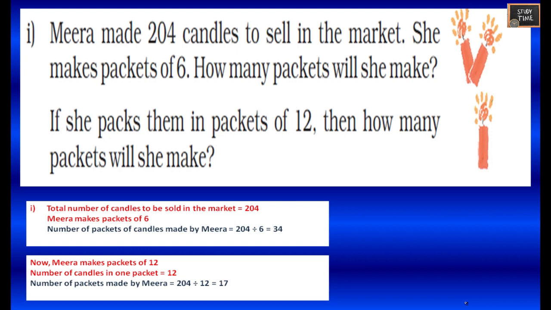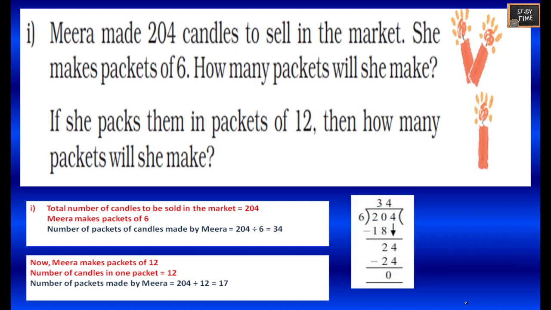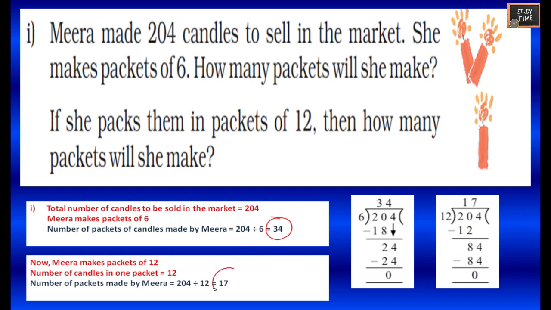Meera made 204 candles to sell in the market. She makes packets of 6. How many packets will she make? If she packs them in packets of 12, then how many packets will she make? First she is making packets of 6. For that, you have to divide 204 by 6. So we'll be getting 34 as the answer. If she packs them in 12, she'll be getting 17.